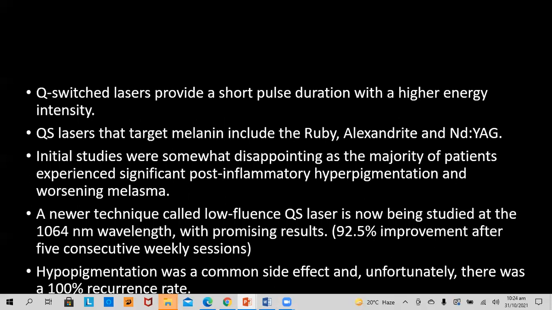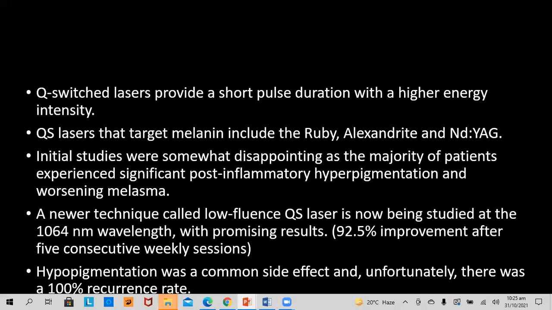The QSwitch laser provides a shorter pulse duration with higher energy intensity. QSwitch lasers that target melanin include Ruby, Alexandrite, and ND-YAG. The initial studies were somewhat disappointing as the majority of patients experienced significant post-inflammatory hyperpigmentation and worsening of melasma. However, the new technique of low-fluence QSwitch is now being studied at a wavelength of 1064 nanometer with promising results. That is 92.5% improvement with 5 consecutive weekly sessions. So the low-fluence lasers can be used for weekly sessions.